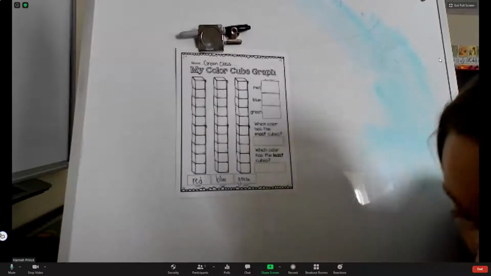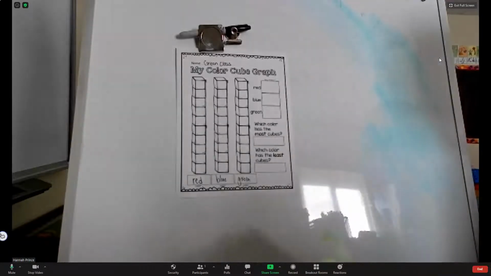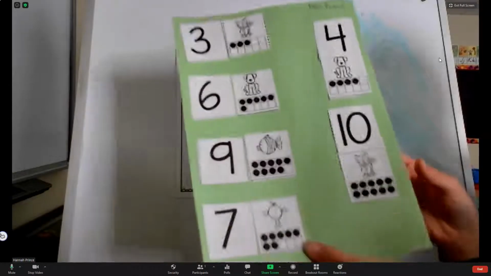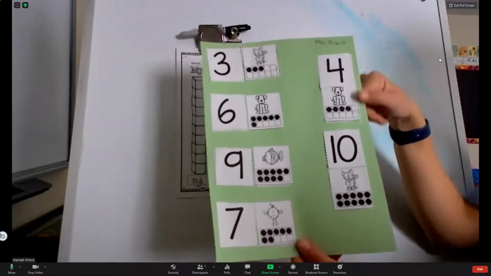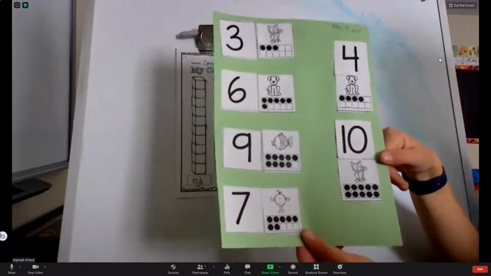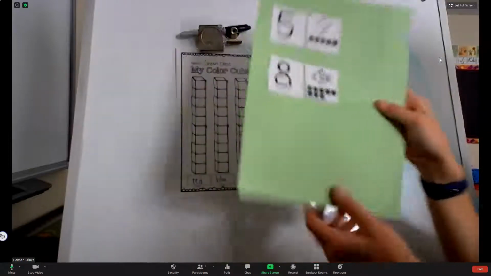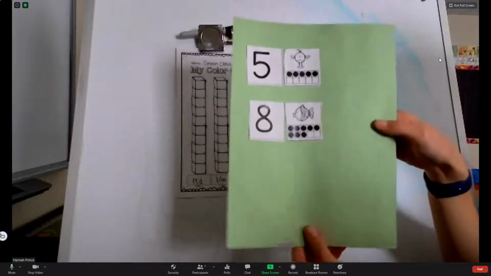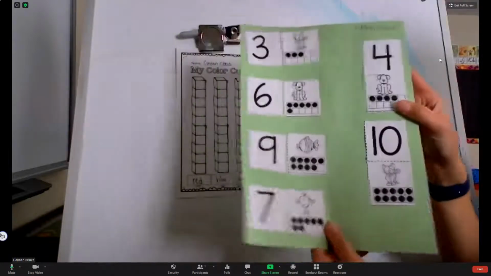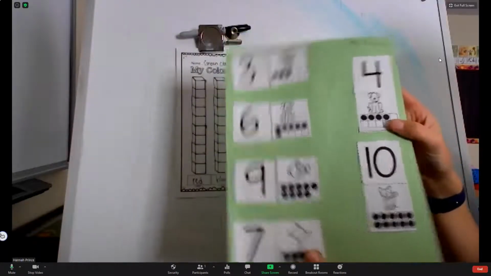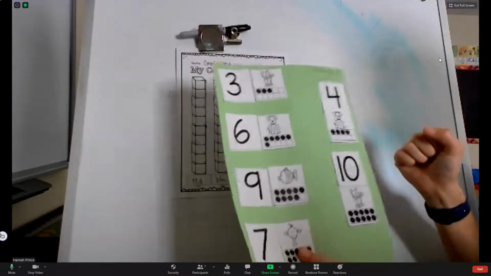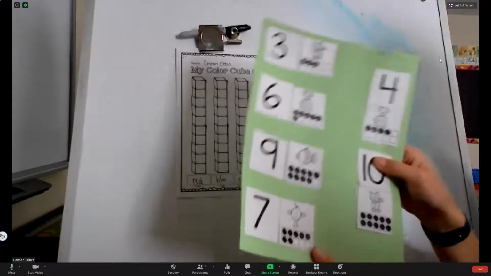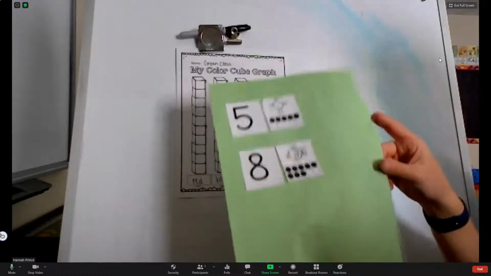Okay, so your assignment for yesterday was to start this number matching. So you were to match your number to the correct 10 frame. And if you ran out of room, you could put them on the back. So if you haven't finished this, this is what you need to bring to the school tomorrow, Thursday, with your name on it to turn it back in when you get your new packet. So make sure this is done if you're not already done.